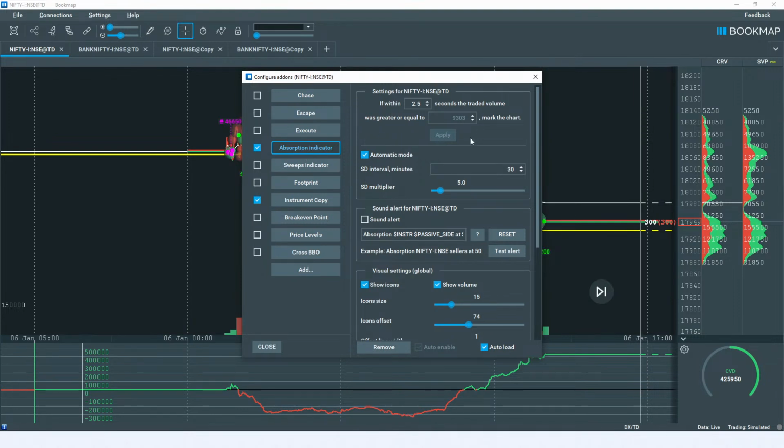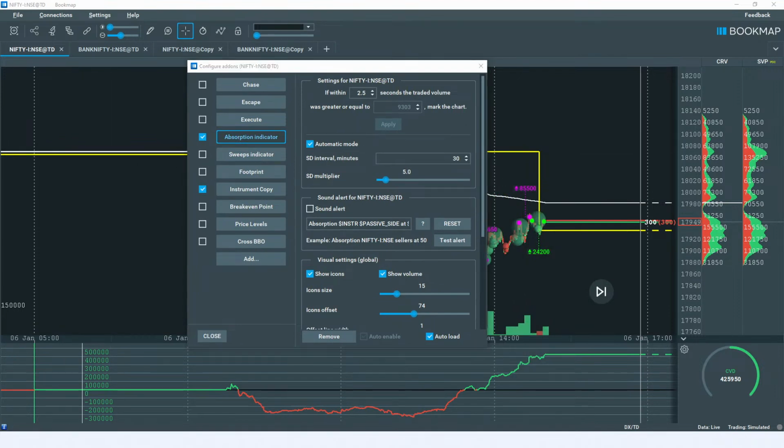First, there is a condition involved in the absorption indicator. When I click on the absorption indicator, this is the settings box. This is critically important, because here we have two important settings. Right now it is in automatic mode. That means the absorption indicator will be calculated automatically. What exactly does it mean? You can clearly see that if, within 2.5 seconds, the traded volume was greater than or equal to this particular quantity, then consider it an absorption. All right. So there are two modes here. One is automatic mode, and right now it is in automatic mode.